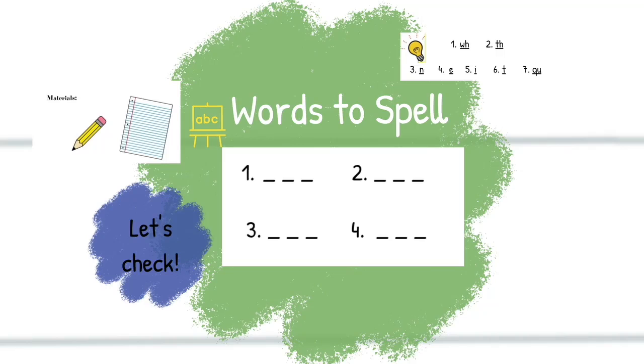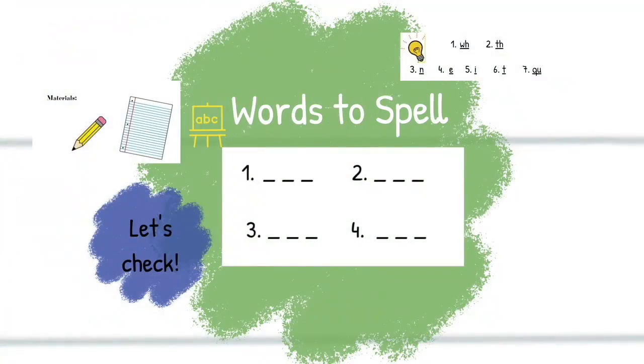Okay, number 2, then. Then. Repeat it. And then stretch it out. Then. So think about how many sounds, how many times did you chop the word or stretch it out? Say those sounds as you write.